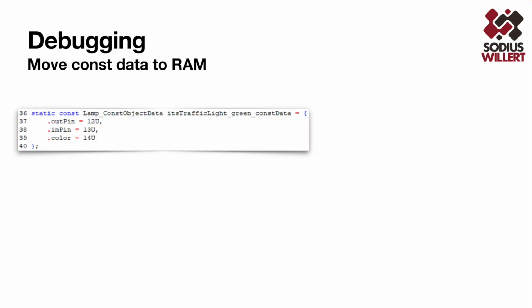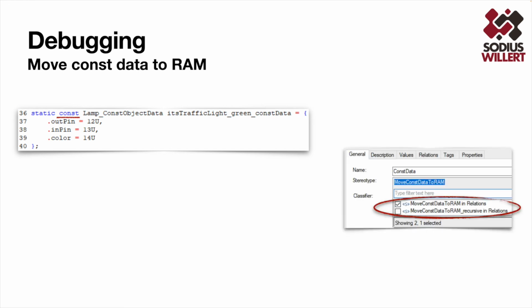But sometimes you want to be able to change constant data at runtime. For example, during a debug session with the IDE. Now if the data in ROM is constant, this is not possible in most cases. For such cases, you can turn off the const flag during code generation with the move const data to RAM stereotype on the instance specification.